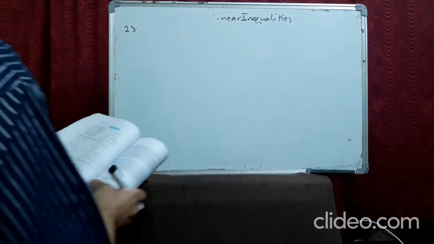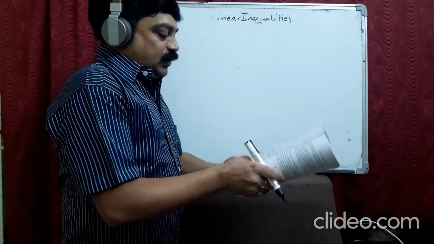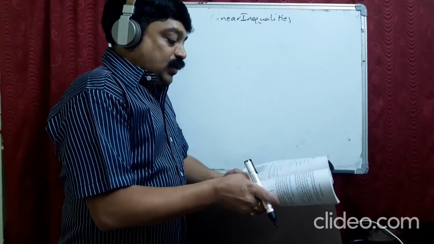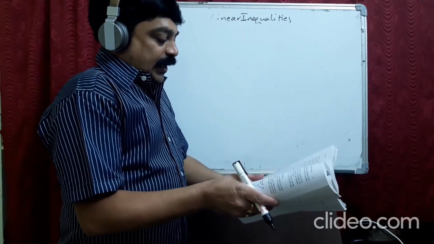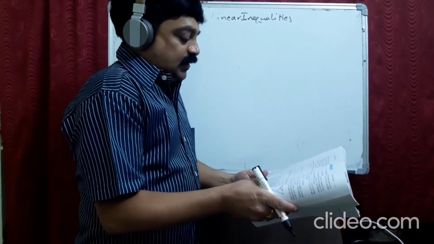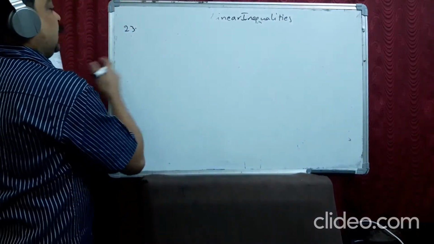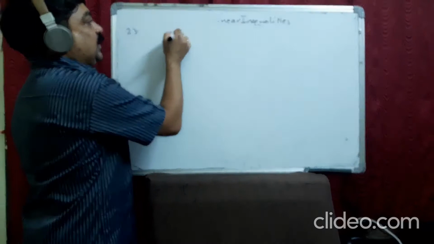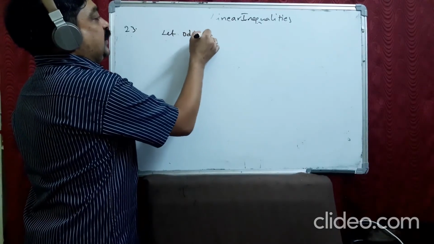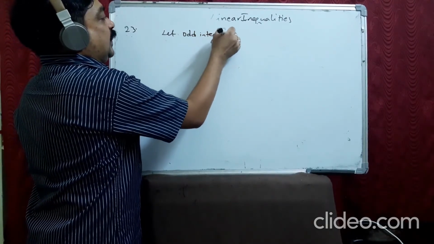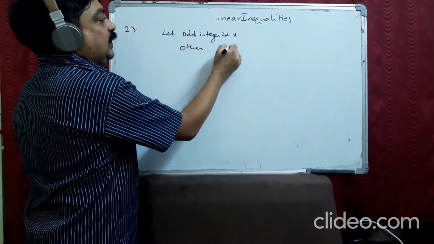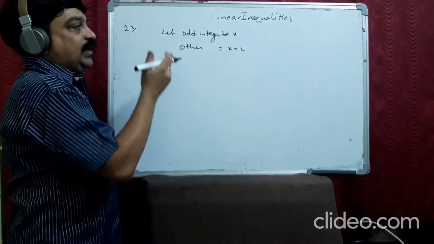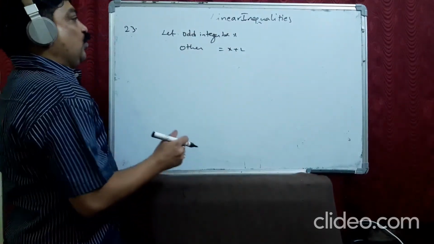Okay, if you look at 23rd question, find all pairs of consecutive odd positive digits, both of which are smaller than 10 and whose sum is more than 11. See, consecutive odd means let odd integer be x, the other one will be x plus 2. Okay, you can take x and x minus 2 also.